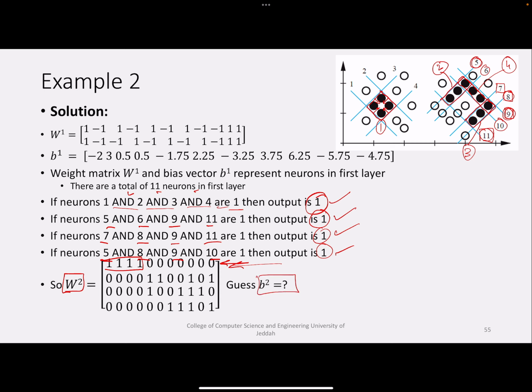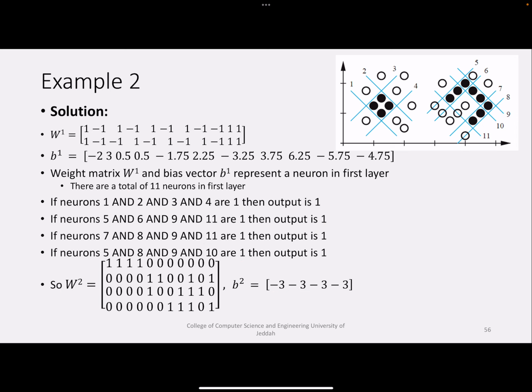Which leaves us with bias, and as before, I'll just tell you what the bias vector will be to create a 4-input AND gate, and in this case it happens to be -3, -3, -3, and -3, for a single AND gate with 4 inputs.